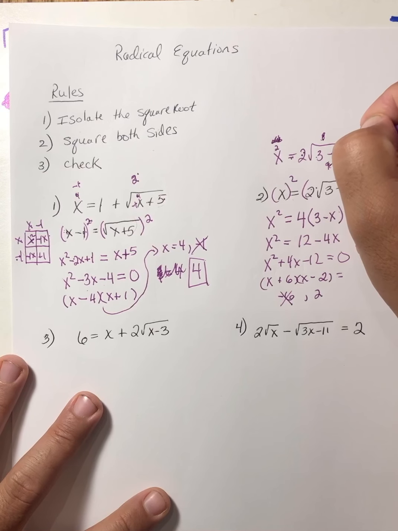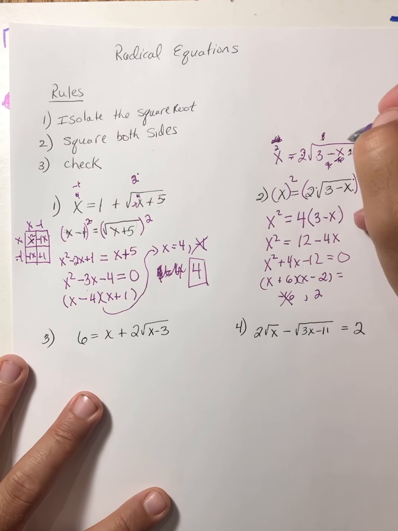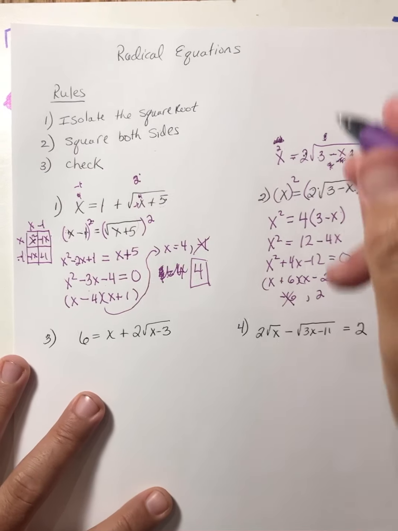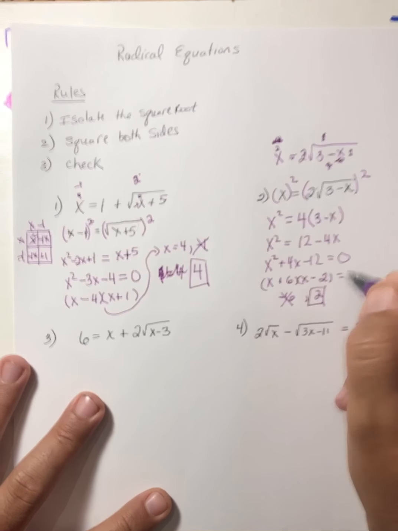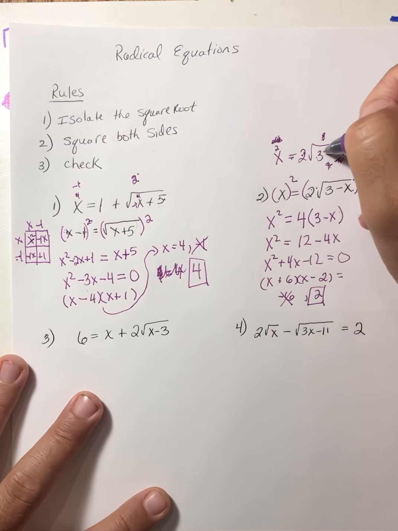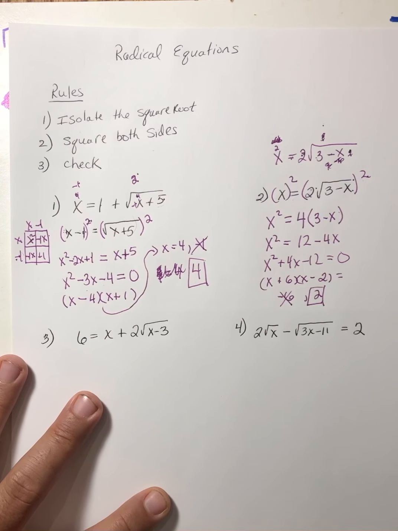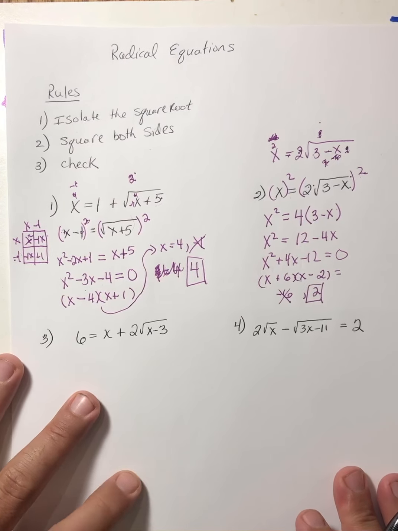Put a 2 there. Okay, so 3 minus 2 is 1. Square root of 1 is 1 times 2 is 2. 2 equals 2. So 2 works. Did that in your head. 3 minus 2 is 1. So square root of 1 is 1 times 2 is 2. Okay, so 2 is our only keeper.